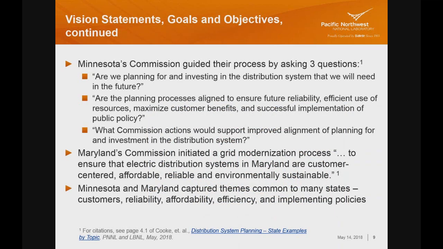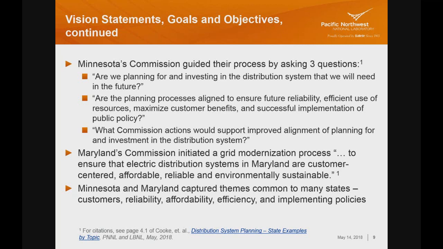Minnesota took a very interesting approach when they started their process. They guided their process by asking three basic questions. I don't plan to read these three questions to you, but I want to focus on the second of the three, which is, are the planning processes aligned to ensure future reliability, efficient use of resources, maximize customer benefits, and successful implementation of public policy?